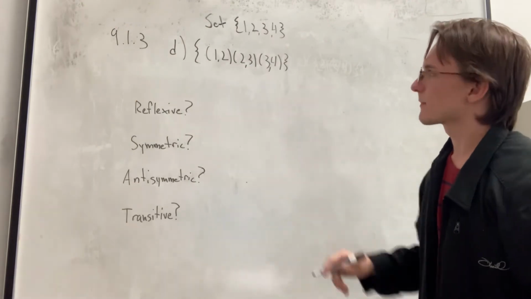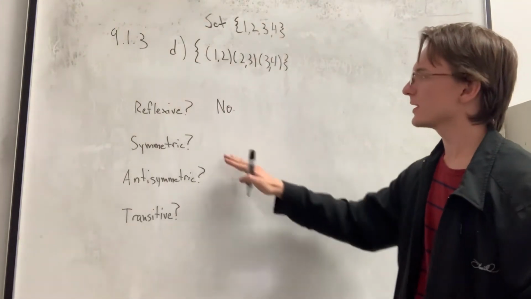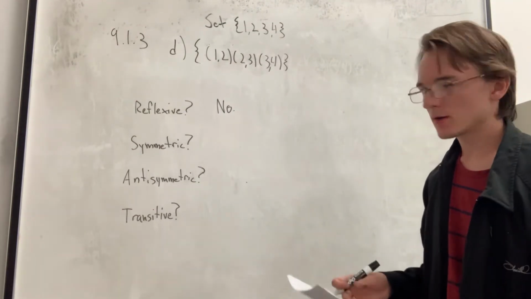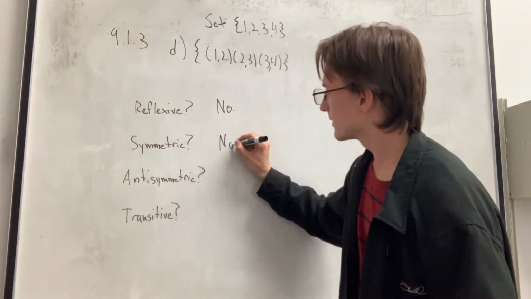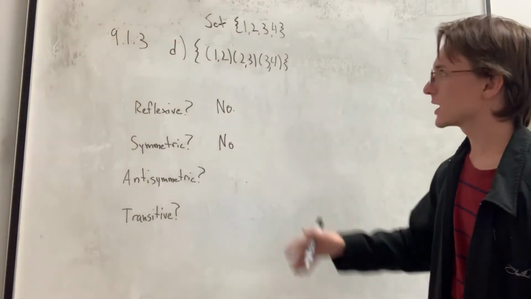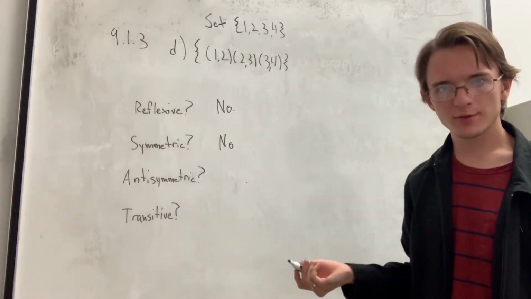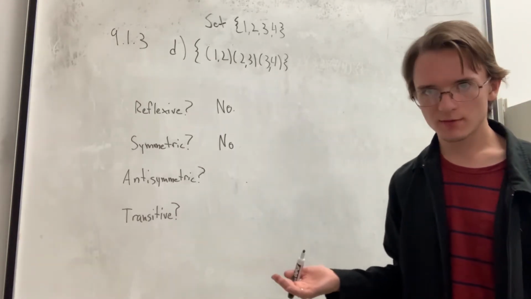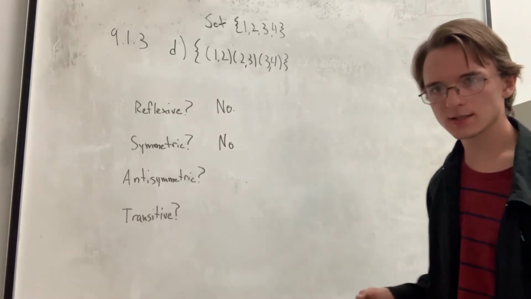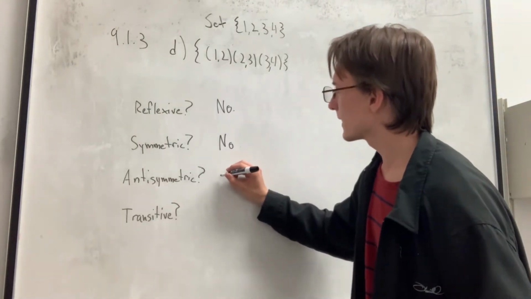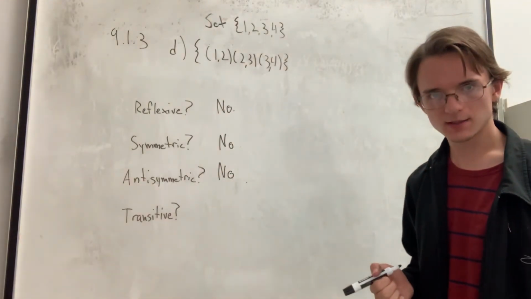Is it reflexive? No. It does not have 1 comma 1, for example. Is it symmetric? Also no. We have 1 comma 2, but we don't see a 2 comma 1. Is it antisymmetric? We don't have a single case of symmetry. We have 3 comma 4, but we don't have a 4 comma 3. We have a 2 comma 3, but we don't have a 3 comma 2. We have a 1 comma 2, but we don't have a 2 comma 1. So in all cases, it's not symmetric. So the entire relationship is antisymmetric.